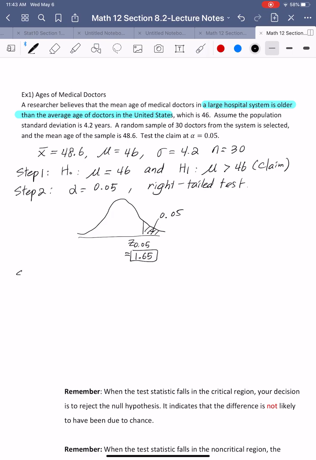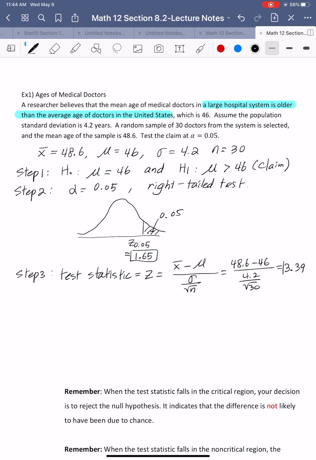All right, now step 3. We need to find the test statistic, which is the test value, which is a z this time. The formula is x bar minus mu over sigma over square root of n. Plug it in. So 48.6 subtract 46 and divide by sigma 4.2 and divide by square root of 30. So compute this, you get 3.39.